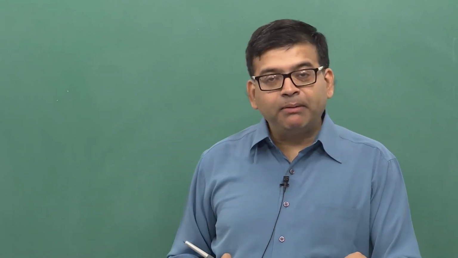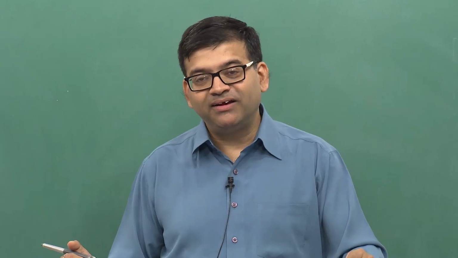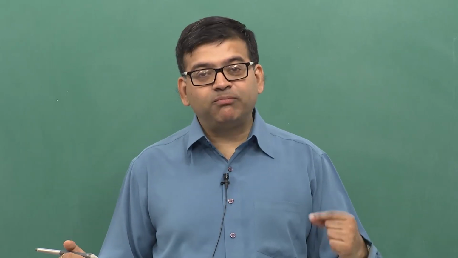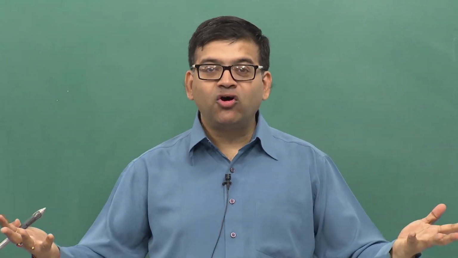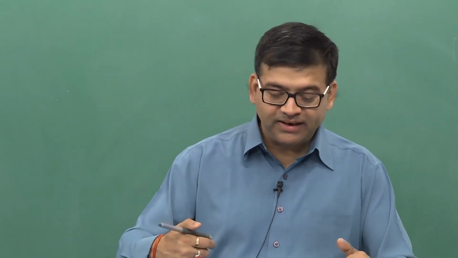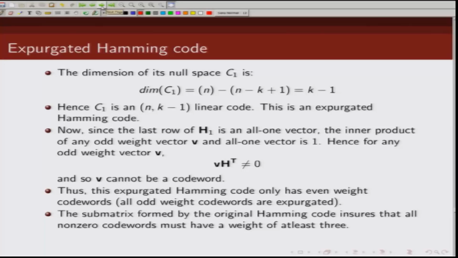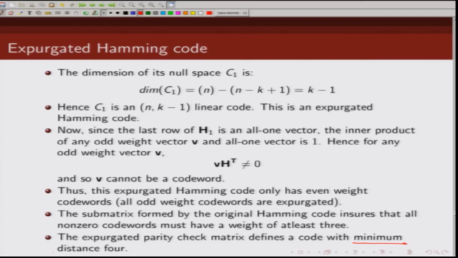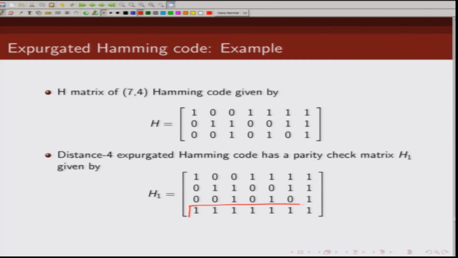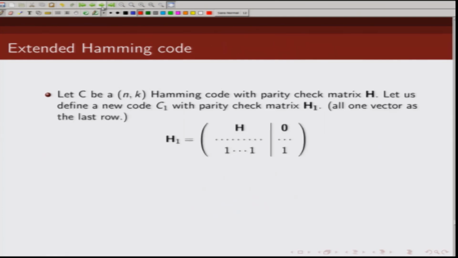So, the minimum distance of this expurgated Hamming code would be then 4. Why? The original code has minimum distance 3, but now we got rid of all odd weight code words. So, the minimum distance of this new code, the expurgated Hamming code, would be 4. So, this is an example. This is the parity check matrix of the original Hamming code, and if we add an all one row in the parity check matrix, we get the parity check matrix of an expurgated code.